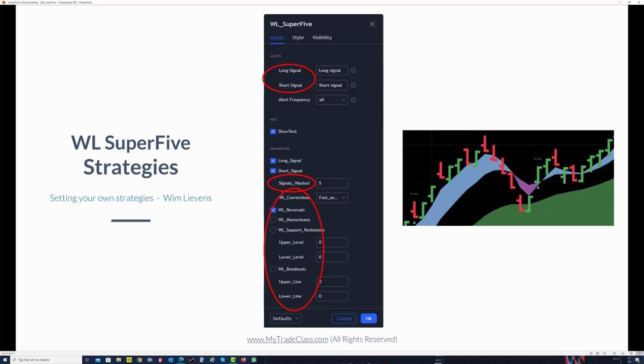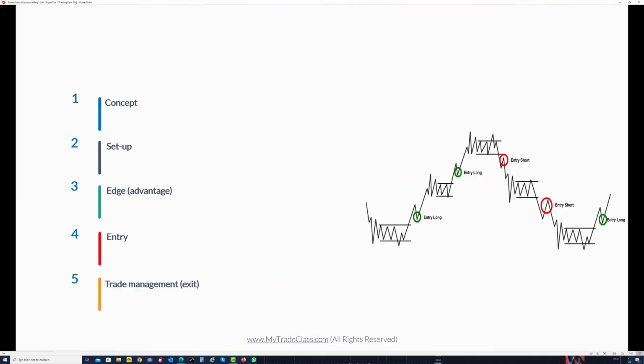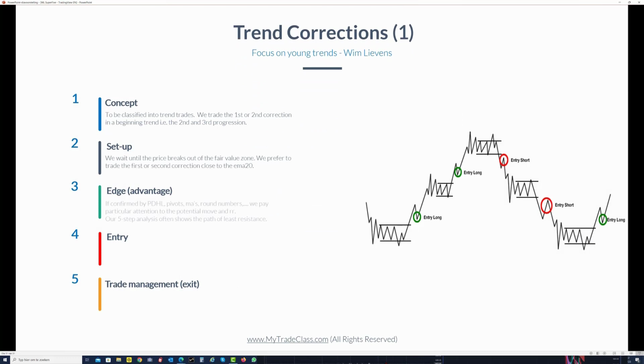So you just choose the 1 or the 2 you like, hop, and Bob's your uncle, you're good to go. You can change the style, the visibility. I must say I was very surprised in the good sense how well this all worked on TradingView, I have to say. Also from a visual point of view, very clear, very, very nice. Now, let's talk about trend corrections.